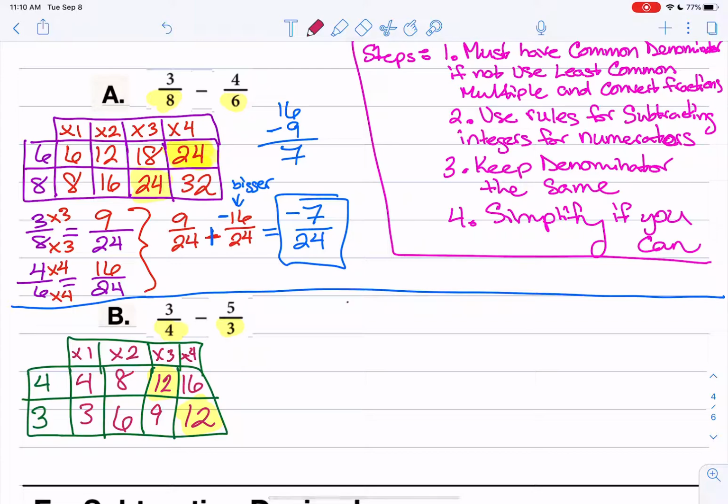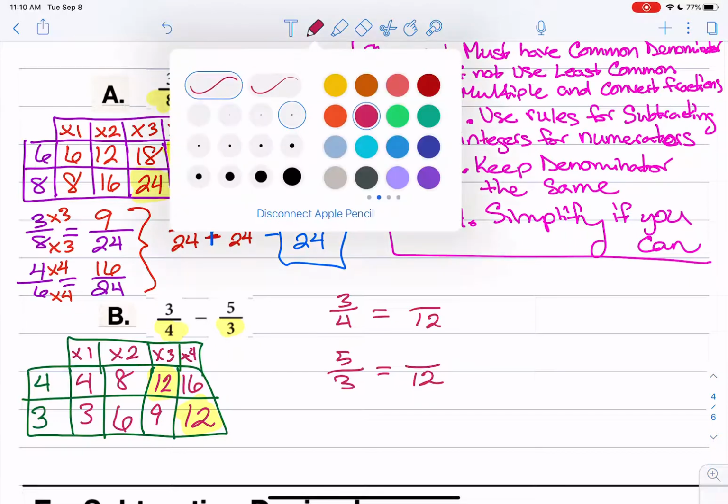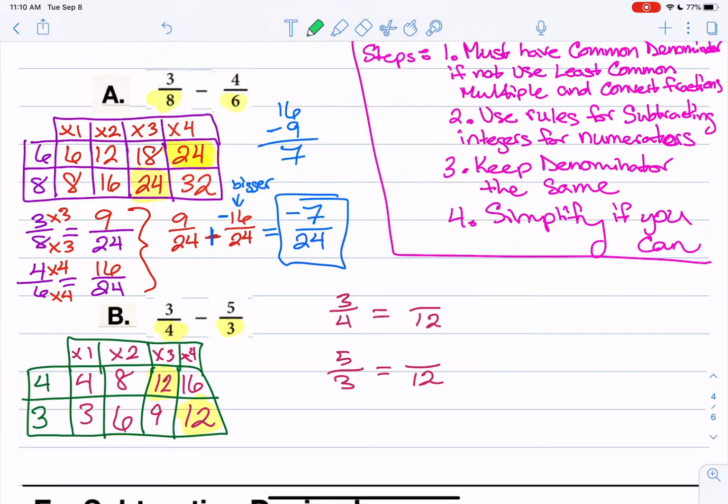So this is going to be 3/4, which is going to change so that there's a 12 on the bottom. And 5/3 is going to change so that it has a 12 on the bottom. And we look at our chart and we go, okay, so what do we multiply that 4 by to get the 12? And we multiplied by 3. Whatever we do to the bottom, we have to do the top. So it becomes a 9 on top.